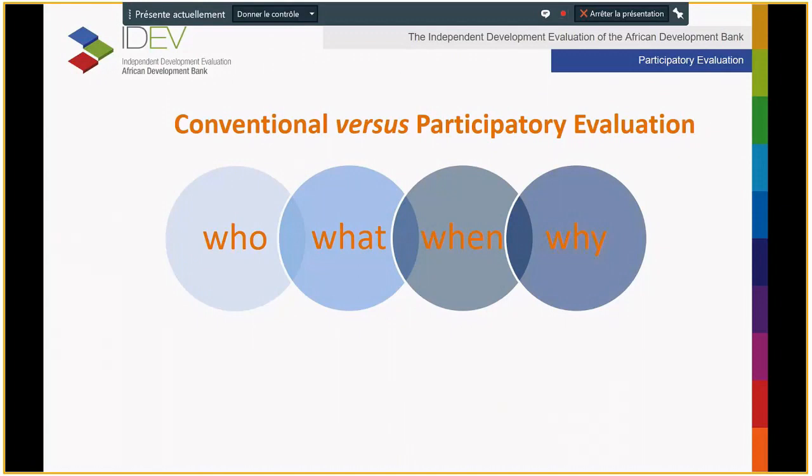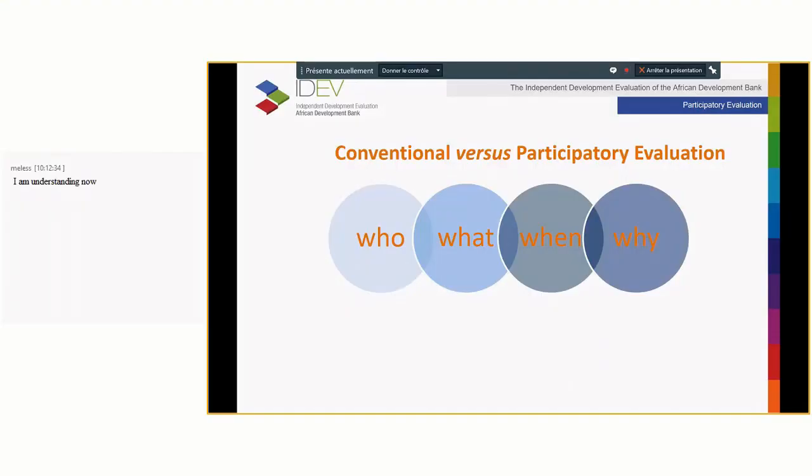However, in recent years, learning has increasingly become an objective and a purpose of conventional evaluation as well among MDBs.